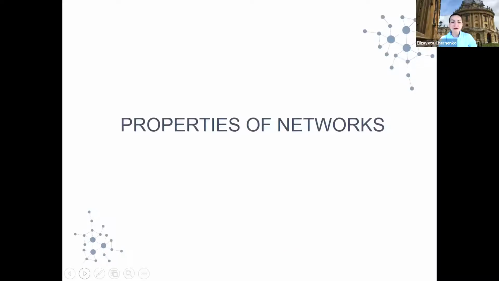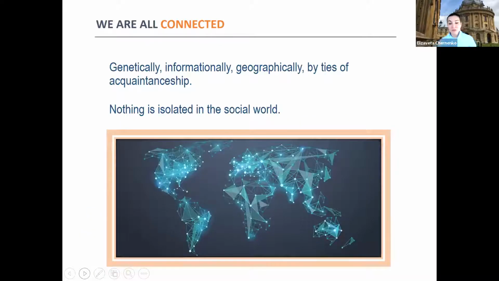Now I will talk a bit about the structure, the properties of the whole network. And the first property is connectivity. We are all connected geographically, informationally, genetically, by means of knowing each other, by means of being exposed to the same information, etc. It was shown that it is actually very easy in our social world to get connected.